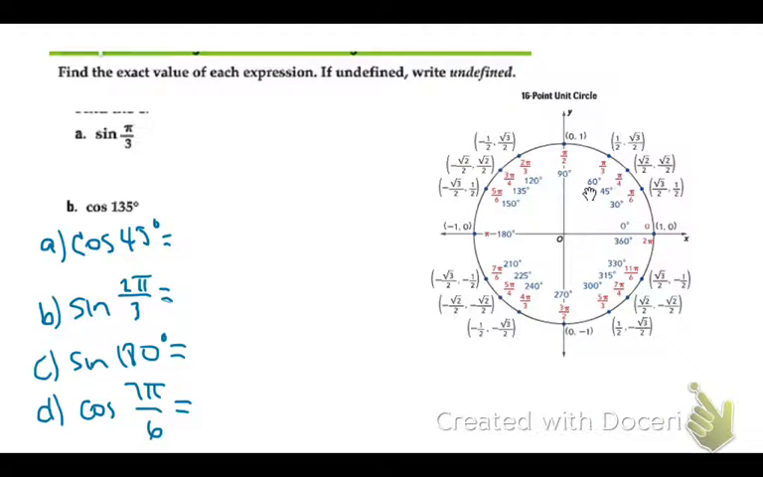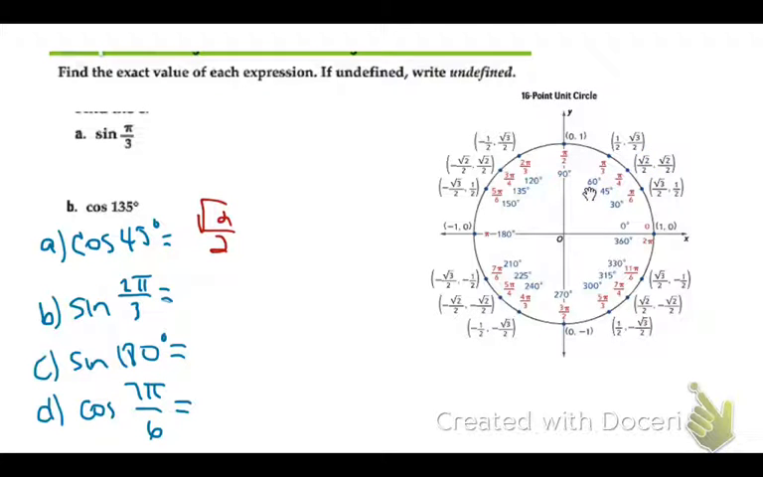Okay, so if we wanted cosine of 45, I'm going to go over here and find 45 cosine. Did you use the x or the y? The x. So you had square root of 2 over 2. Okay.